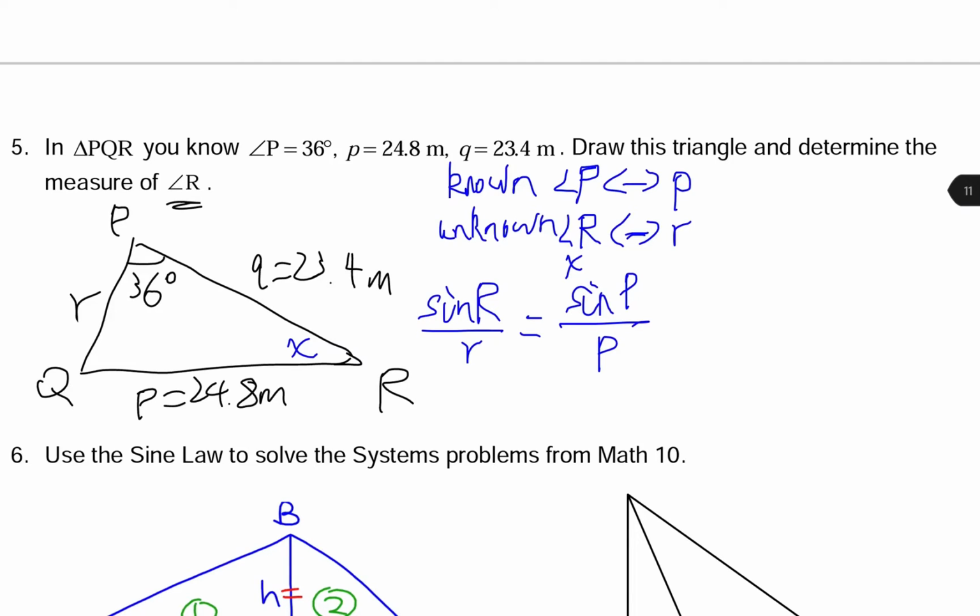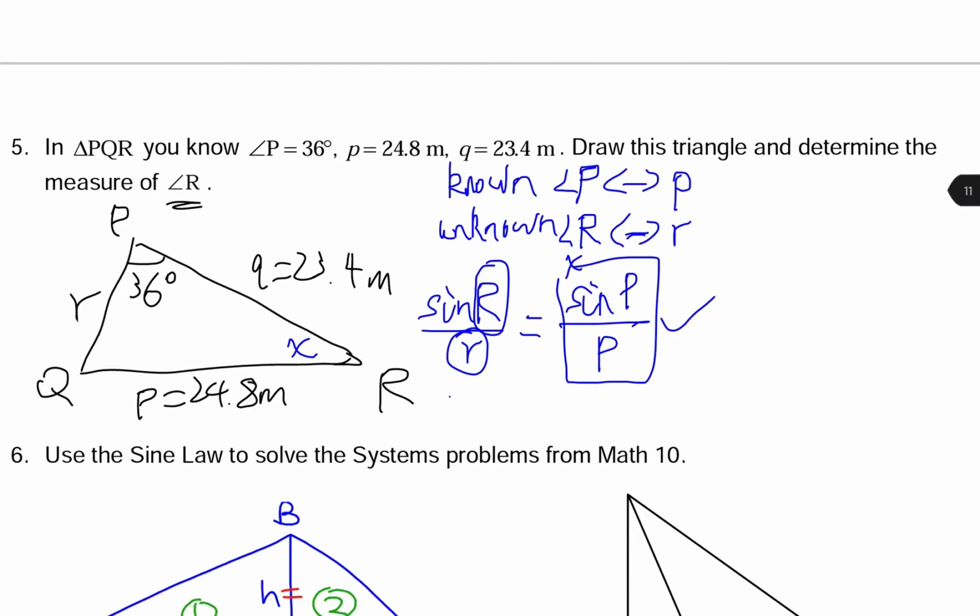And as soon as you write this down, you'll recognize that we run into a little problem here. What's the problem? Well, we know these two. This is unknown, so this is no problem. But we don't know big R or little r. We don't know either. What can we do?